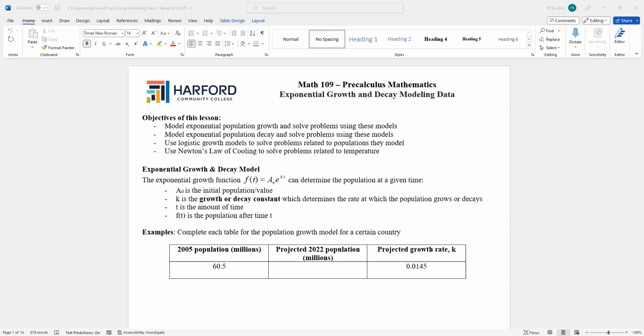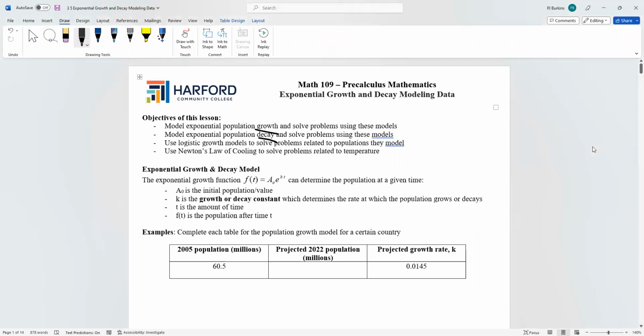All right, guys. So this is section 3.5. And in this section, we're going to look at exponential growth and decay models. So we've already looked at what exponentials and logarithmic functions look like. Specifically, we're going to be talking about exponentials here. We're going to be looking at growth and decay. Obviously, we're going to be solving problems that involve those things. And near the end, we're going to do something called Newton's law of cooling, which is actually a pretty interesting application.